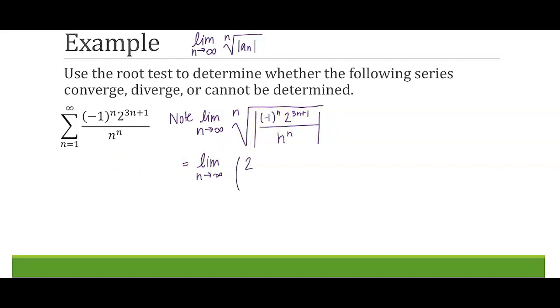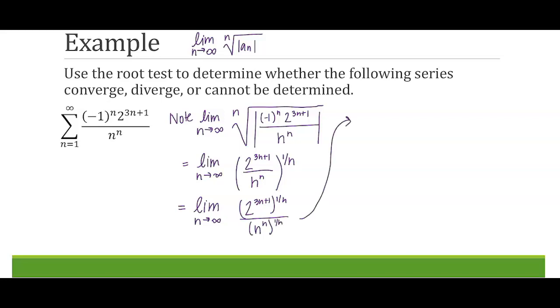So I'm going to have 2 to the 3n plus 1 over n to the n, all raised to 1 over n. And now I can apply the exponent to the numerator and the denominator. So I can think about this as the limit as n approaches infinity of 2 to the 3n plus 1, and then to the 1 over n, and then the denominator is n to the n to the 1 over n. So I'm going to bring my work up here.